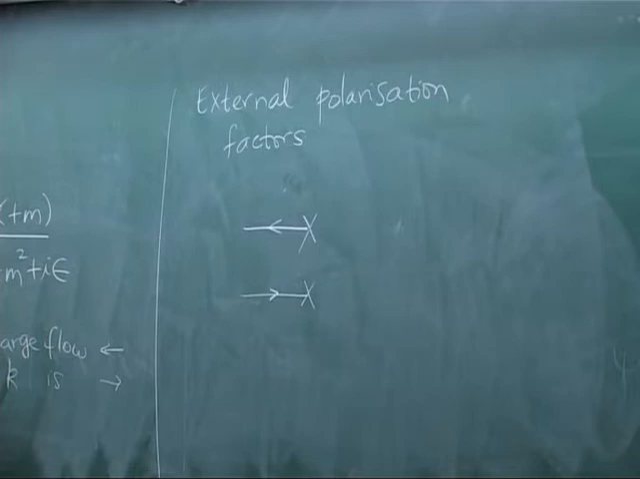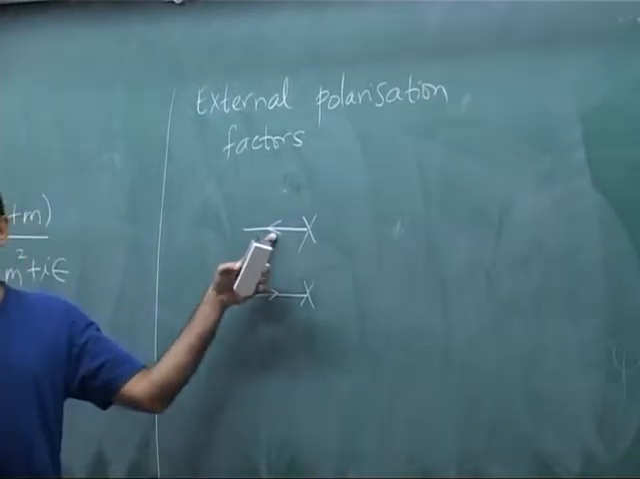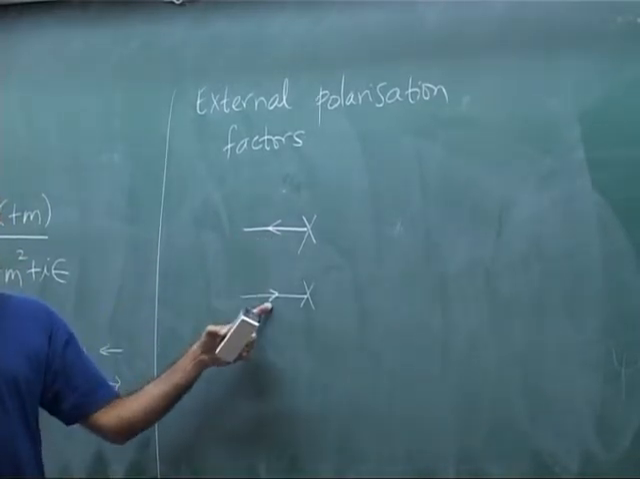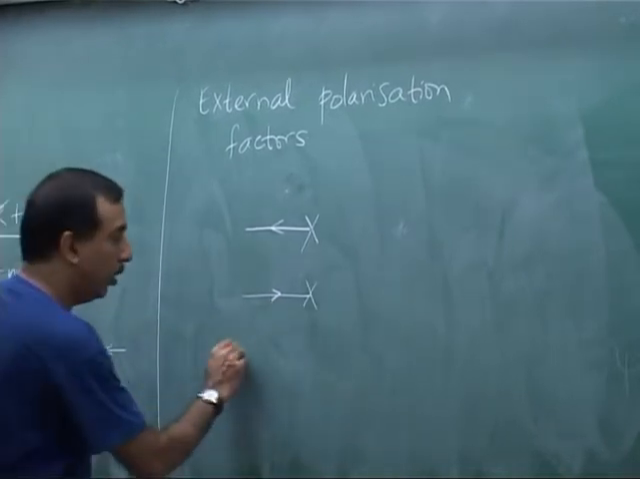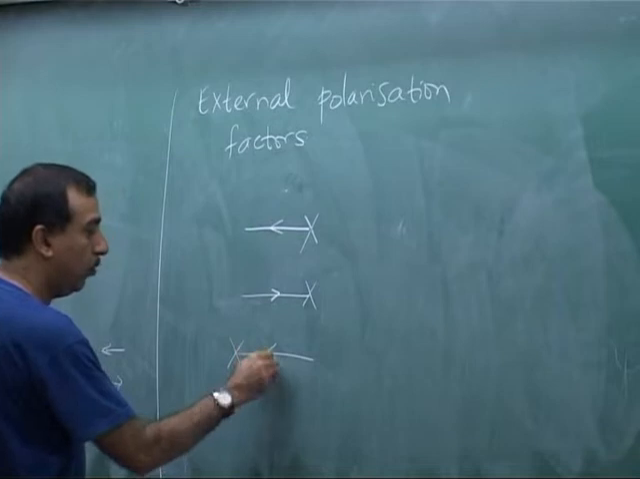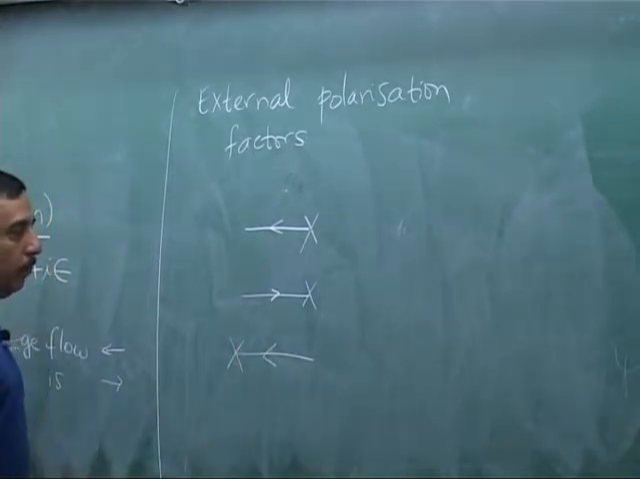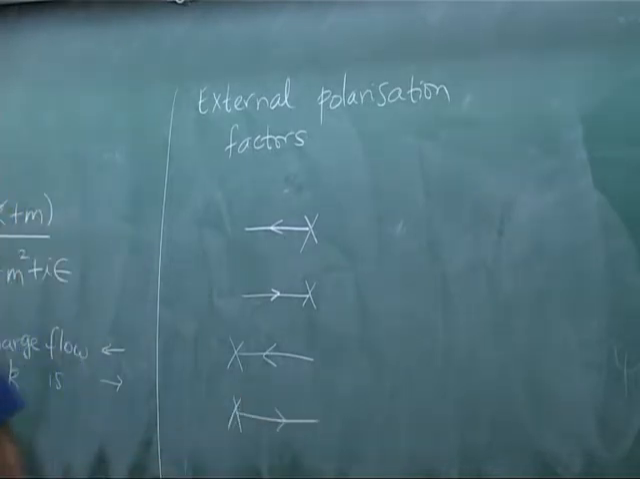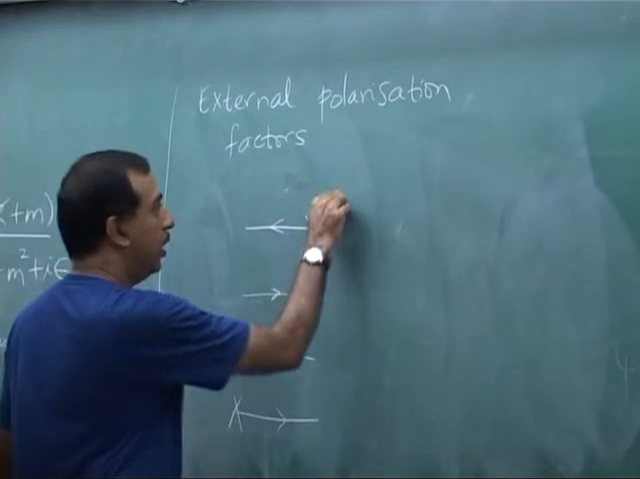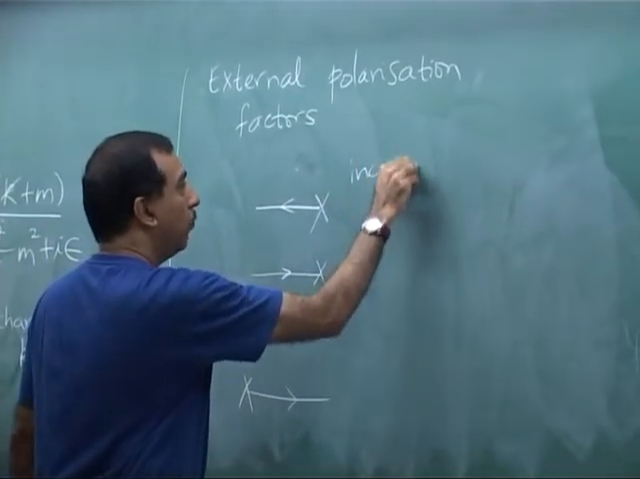So this one refers to, let's say, an incoming electron. What would this refer to? Incoming positron. Good. And what would this refer to? Outgoing electron and outgoing positron. Very nice. So let's write it so that we don't forget it.